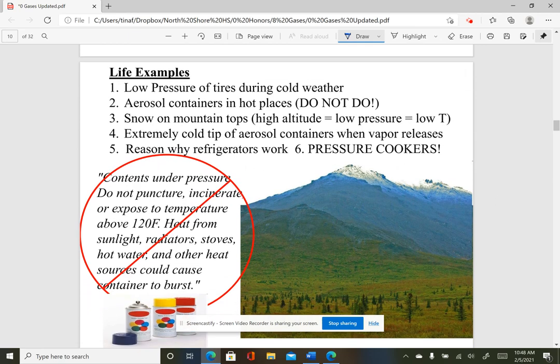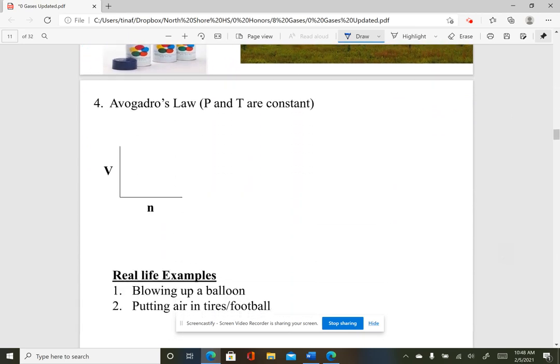So again, you guys can read through these examples. My favorite one is the aerosol container. If you think about your hairspray bottle or your deodorant can, they say not to store in hot places. If it's too hot, the pressure of the can gets very high, and if it gets too high, it can actually explode. Okay, so those are some examples of that.